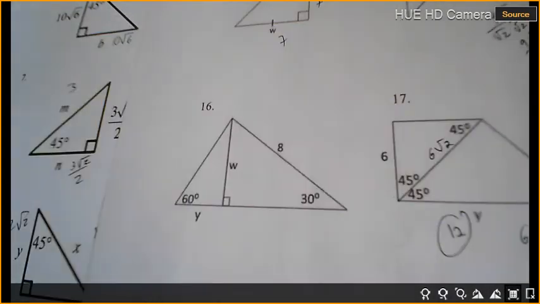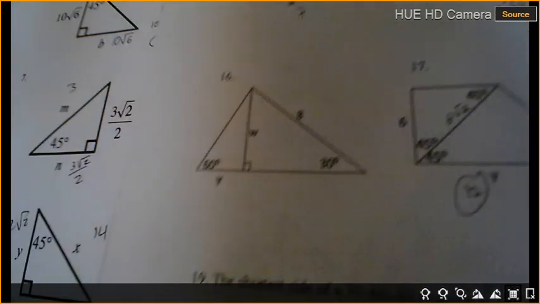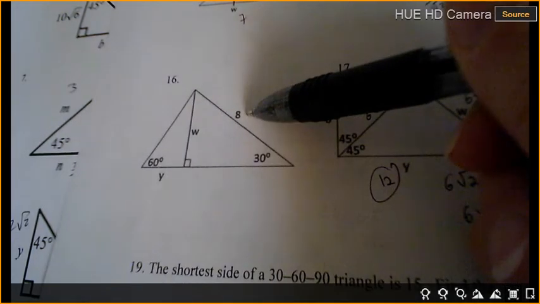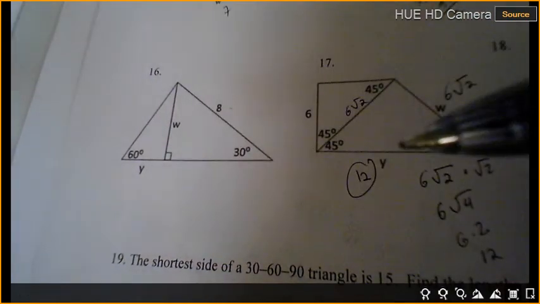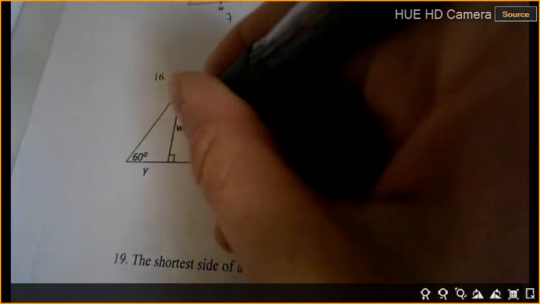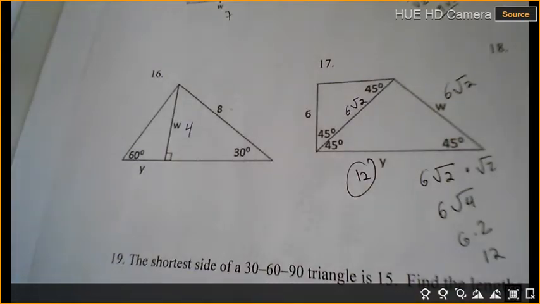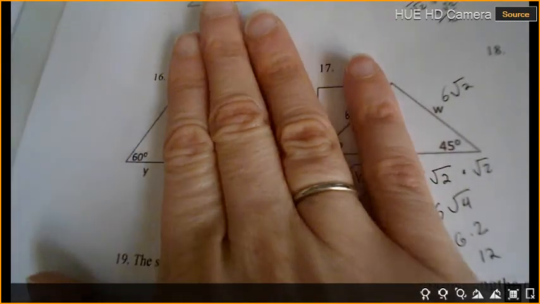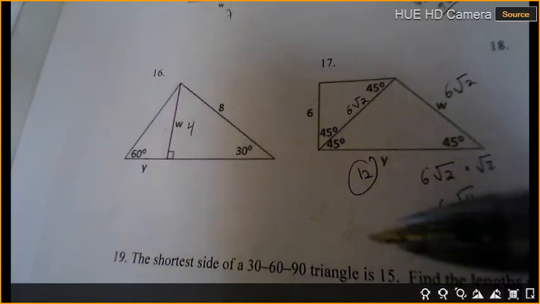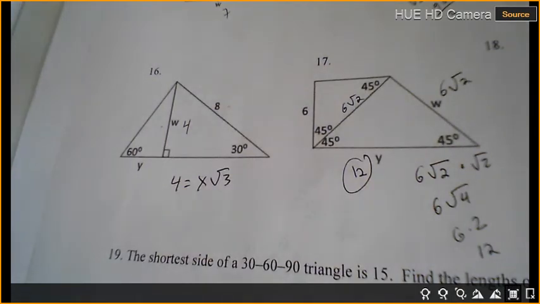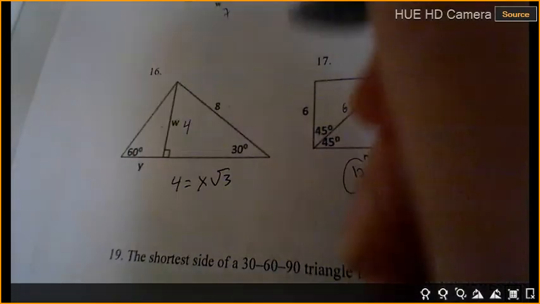Number 16. I have that the hypotenuse is 8. What is W going to be then? Because it's the smallest side. 4. People in the back, we're listening, right? We're good? Okay. So now if I'm looking at just this little triangle right here, this is 4. How am I going to find that smallest side? I know 4 equals x square root 3, correct? I need to divide both sides by the square root 3.